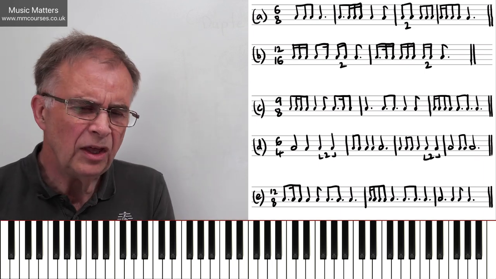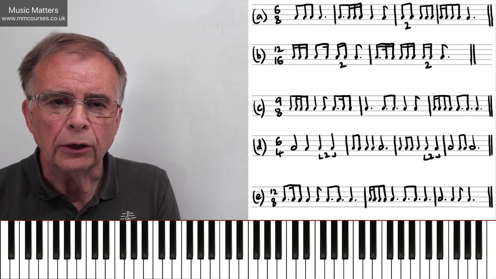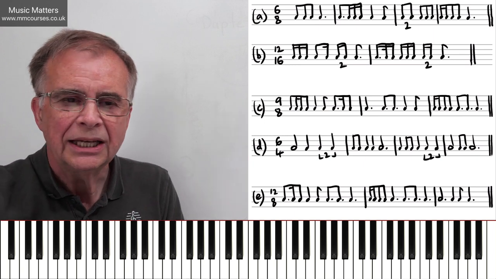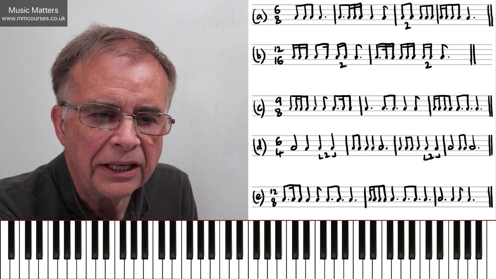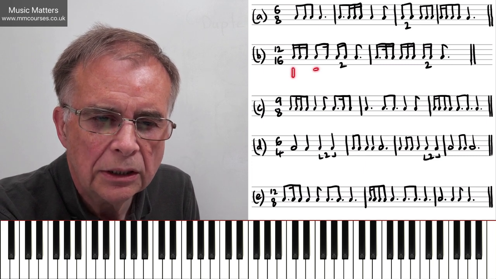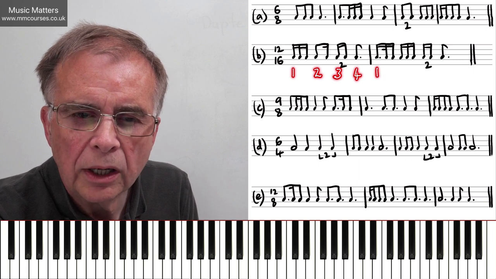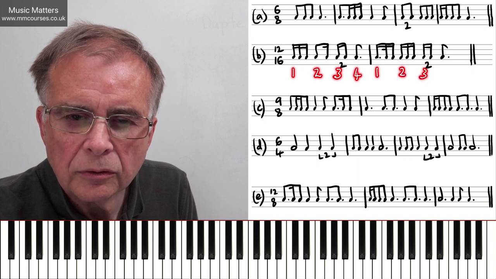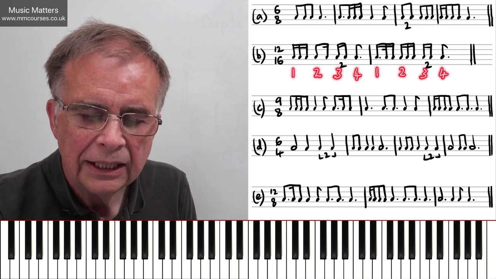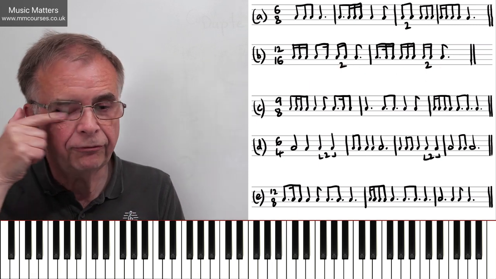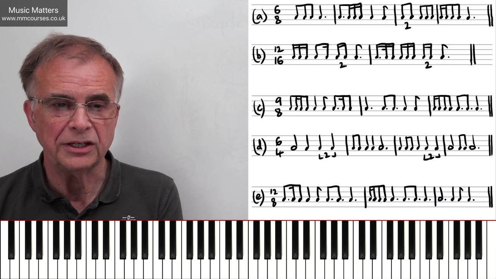Okay, let's see if we can now go straight into counting those four beats. Remember where we located them? 1, 2, 3, 4. Let's see if we can actually just count four beats in each bar, each measure.